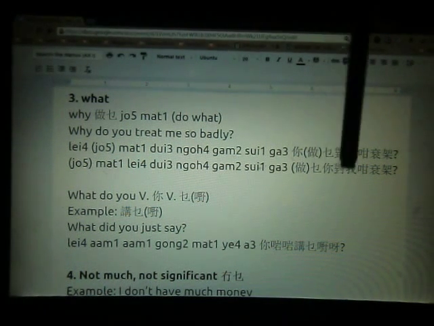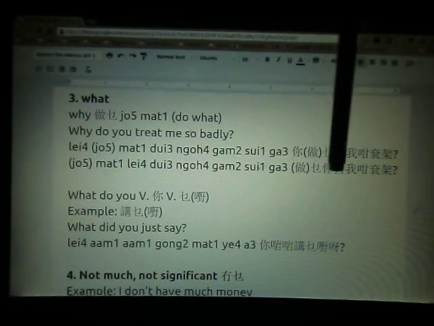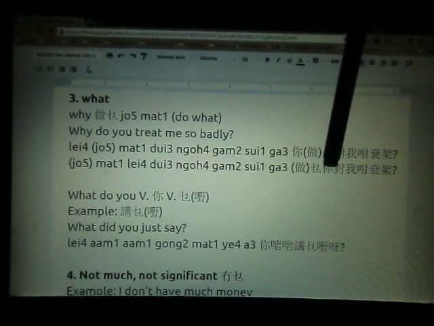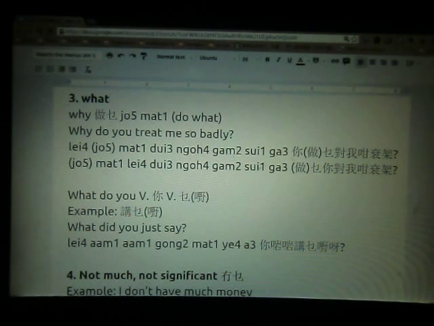Or we can reverse the order, so it's more like English now. 做乜 why, 你 you, 對我 treat me, 咁衰㗎 so badly. 做乜你對我咁衰㗎? 我話你做乜對我咁衰㗎? It's the same thing.